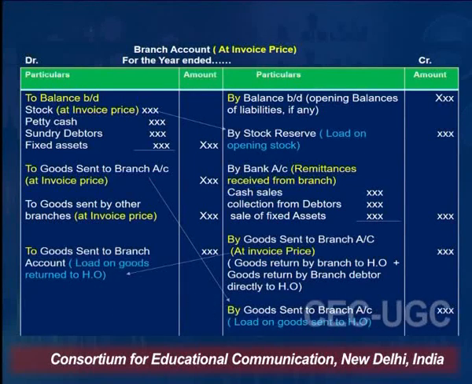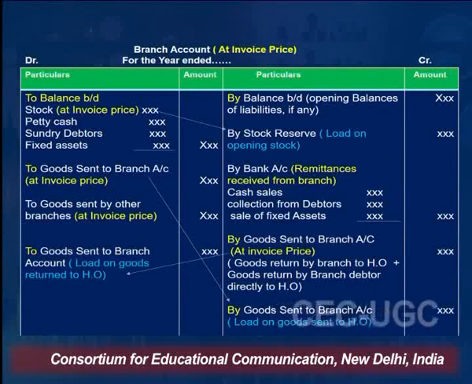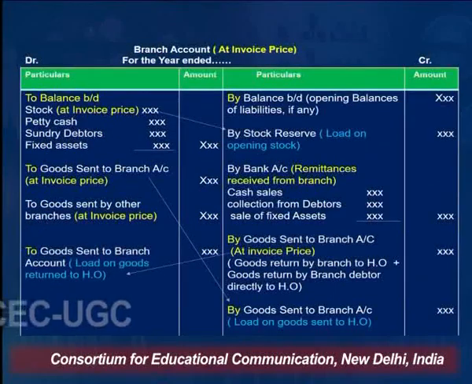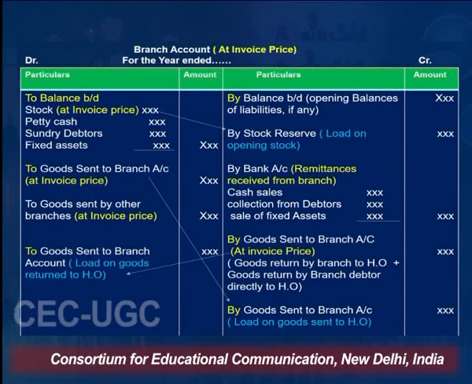So these are basically goods returned by the branch to the head office, and this is shown on the credit side at invoice price. And the last item which is shown at invoice price is the closing balance of stock at invoice price. This is shown on the credit side. So these are the four items which are shown at invoice price when we prepare the branch account. Otherwise, all other items of the branch account remain the same as when we prepared the branch account at the cost price.